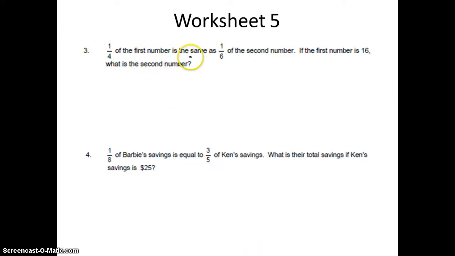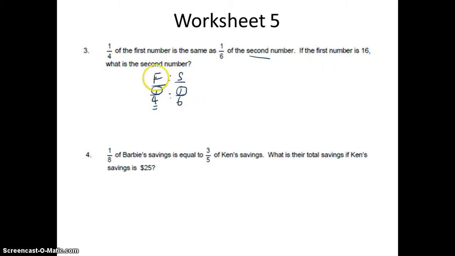1/4 of the first number is the same as 1/6 of the second number. So I can draw my model. If not, I will take my first is to my second, 1/4 is to my 1/6. So 1 unit is the same as 1 unit. I know my first number is 16.